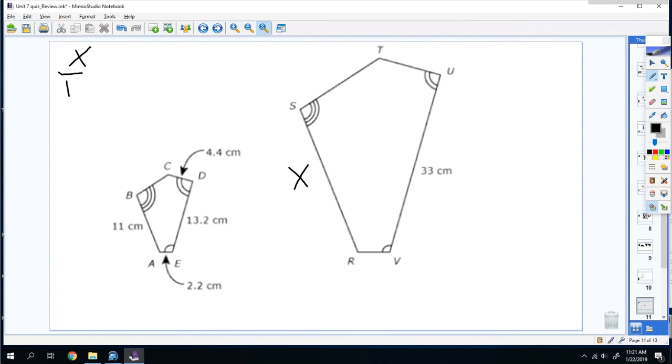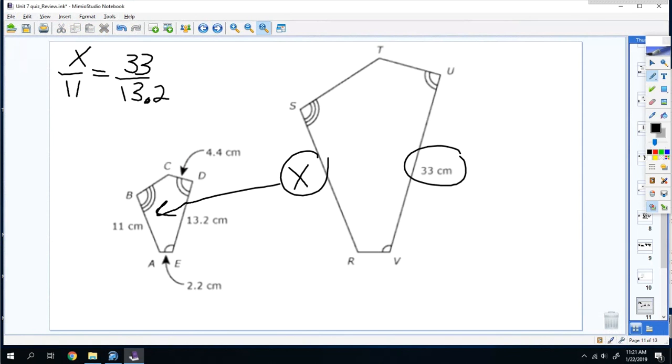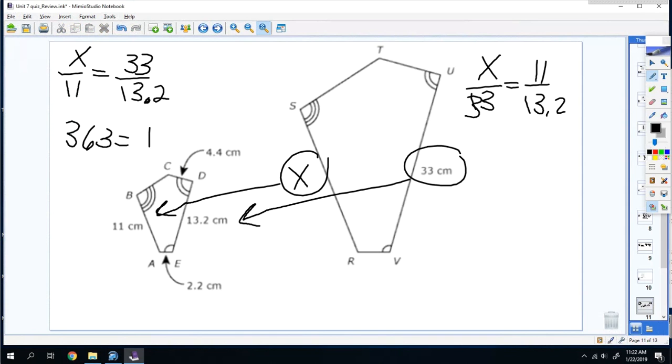So you can do X over 11, which is equal to 33 over 13.2, because you went from here to here, and the only number you have on this one is 33, so you do 33 over 13.2. Or you could have done X over 33 is equal to 11 over 13.2. So now you just cross multiply. 33 times 11 is 363, which is equal to 13.2x. And you divide both sides by 13.2, and you get 27.5.